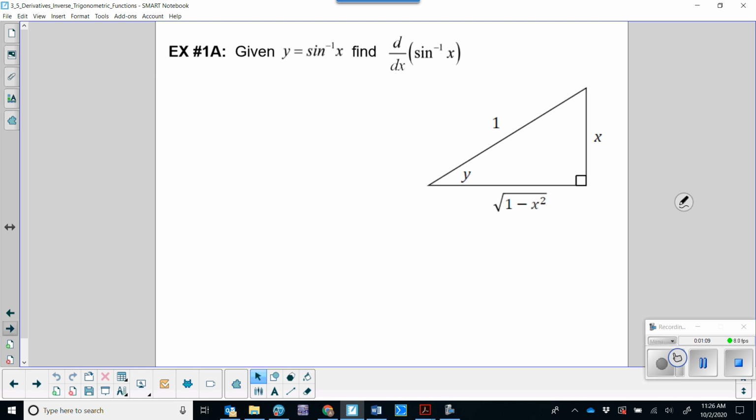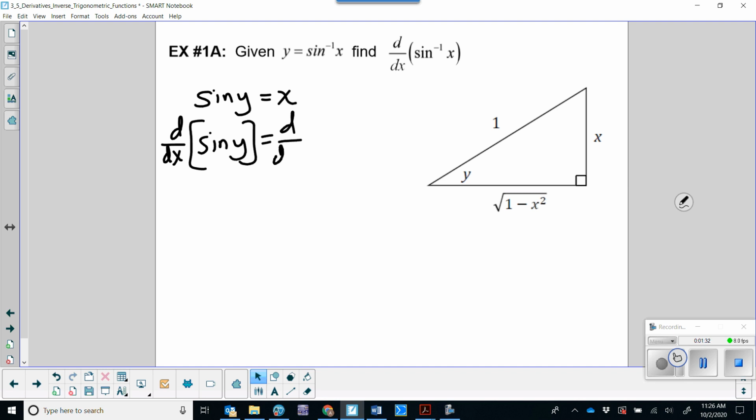To find the derivative, we need to remember what y equals sine inverse of x means. It means that sine y equals x. That's the definition of the inverse trig functions, and we did this in pre-calculus. So we want to take the derivative of both sides. This is why we needed implicit differentiation first, because we need to do this derivative without it solved for y, because we don't know that formula yet.